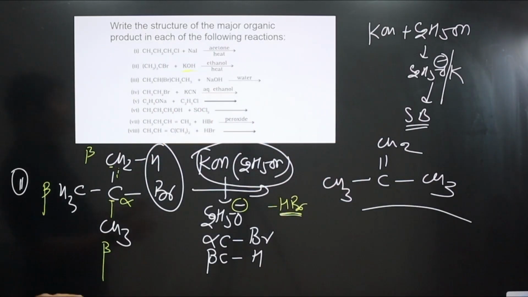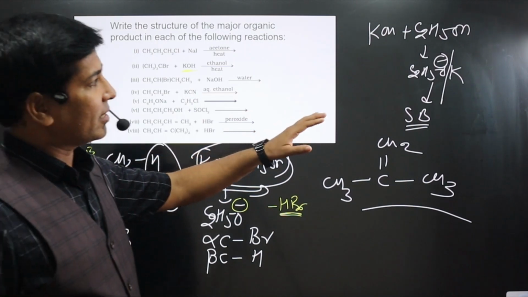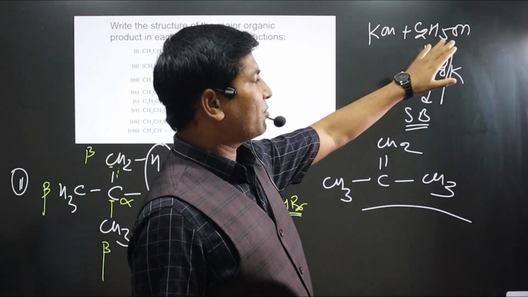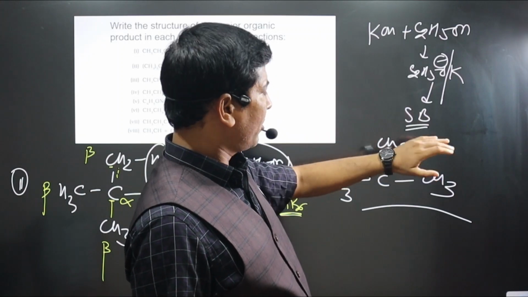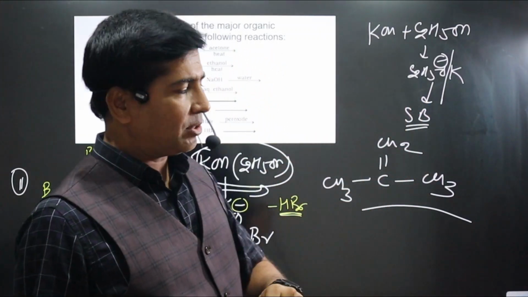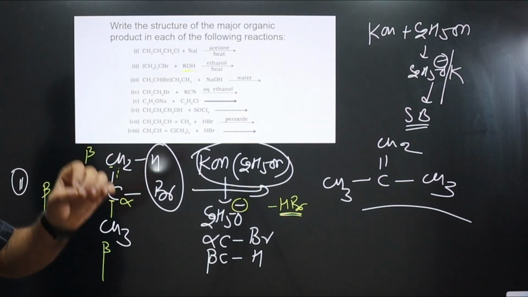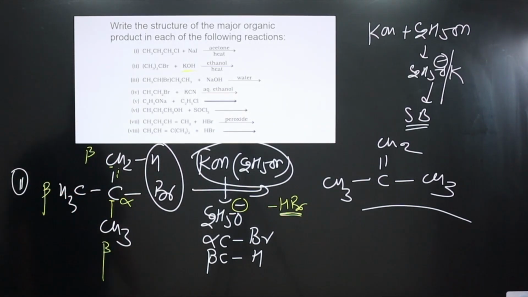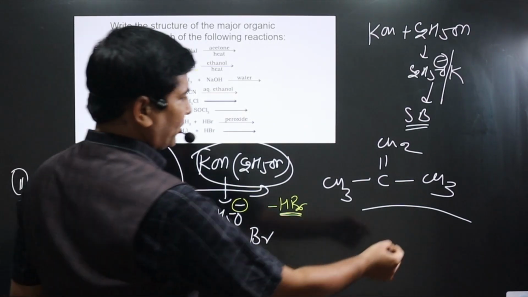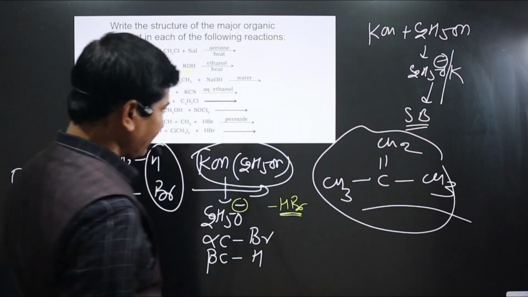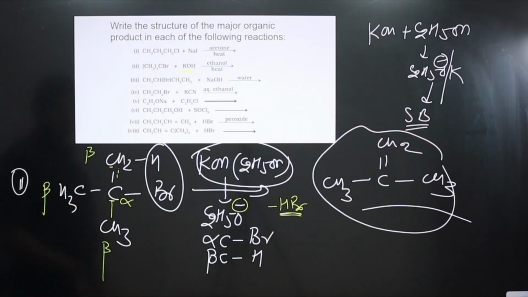Okay, you can see this is an elimination reaction. A very interesting reaction. You can see KOH and C2H5OH form a strong base, and a strong base causes an elimination reaction, eliminating hydrogen halide. So in this case, this is the product we are getting. Now move on to the next reaction.